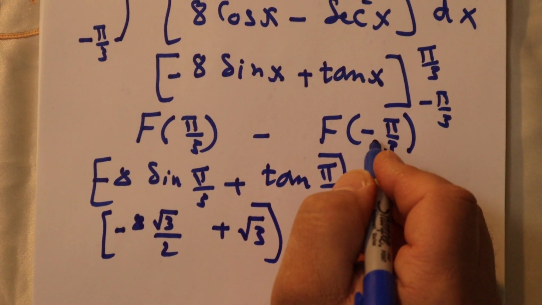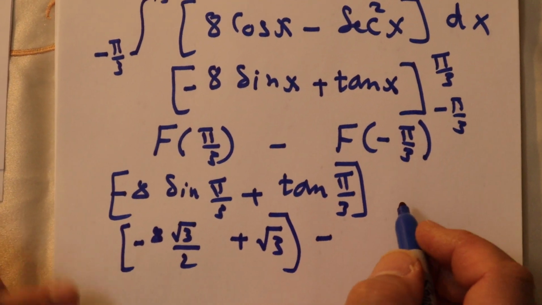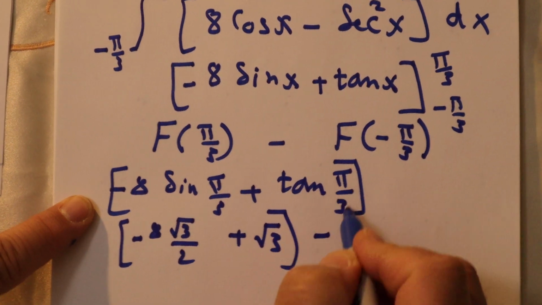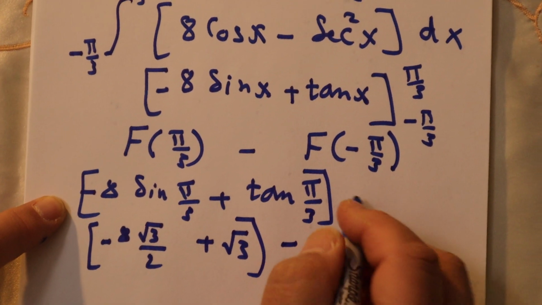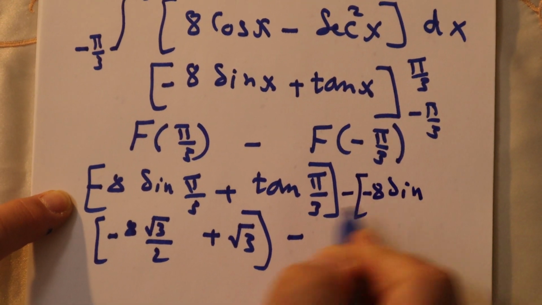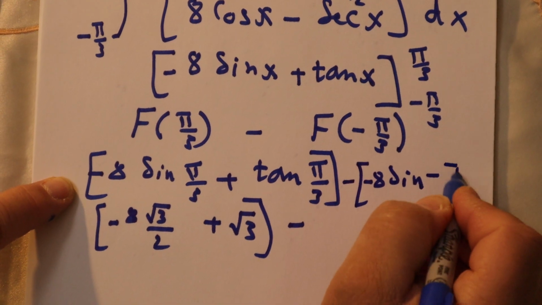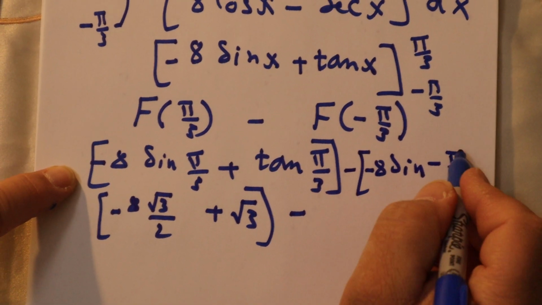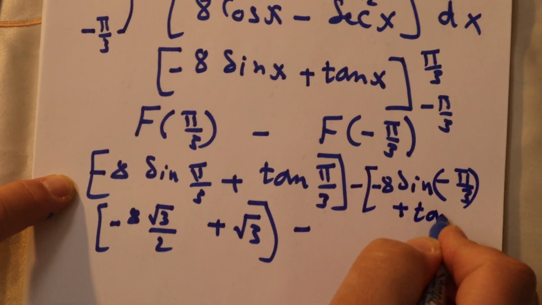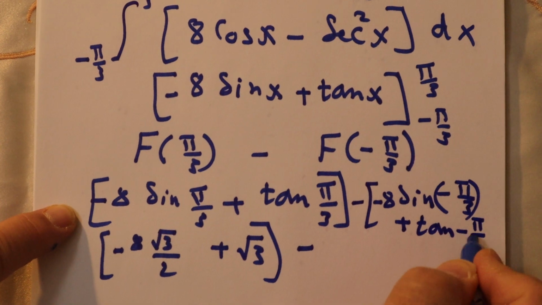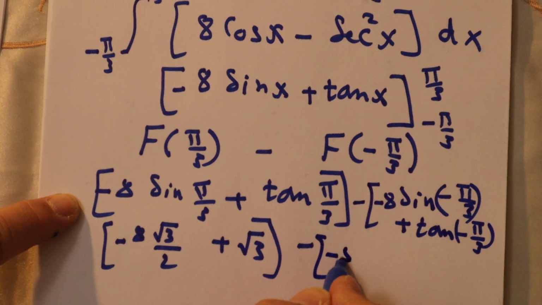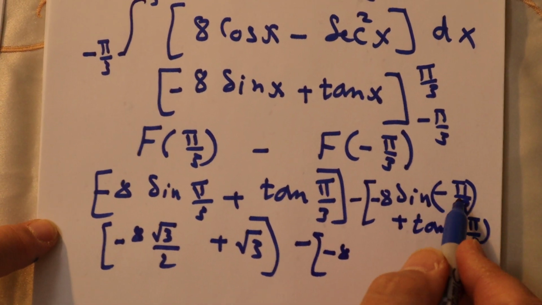Minus, you evaluate negative pi over 3. It will be the same expression, but with negative pi over 3 in both places. Let's evaluate it here. So it will be negative 8 sine of negative pi over 3, and plus tangent of negative pi over 3.